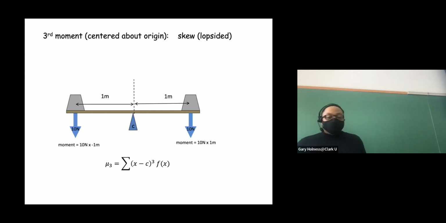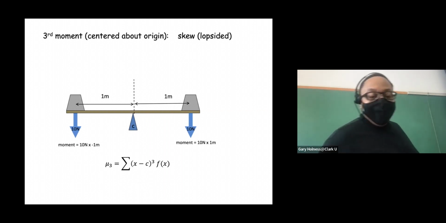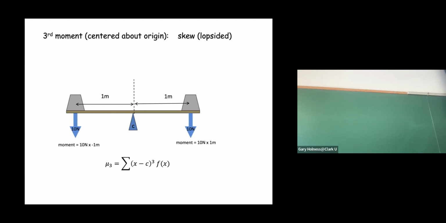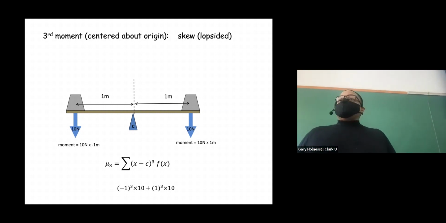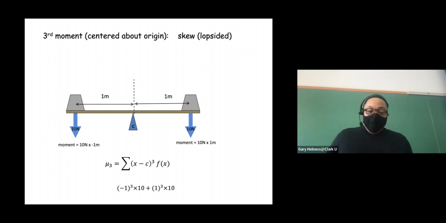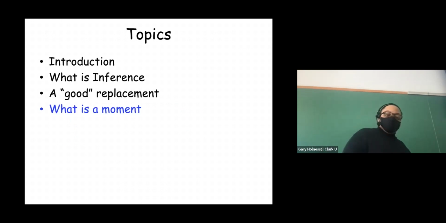All right. And then lastly, let's say we have 10 newtons on both sides of origin, and it's centered about origin. And we'll, again, compute the third moment. So that's -1 cubed times 10. That's -10 plus 10. That's 0. And so this is a symmetric distribution because the skewness is 0. Does that make sense? Any questions? No? All right. And so that's all I had to say.